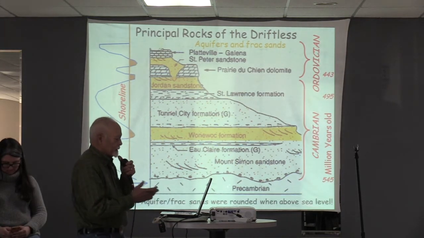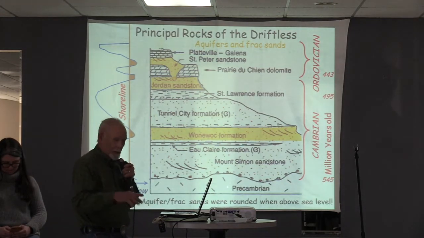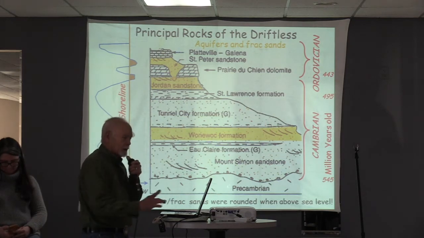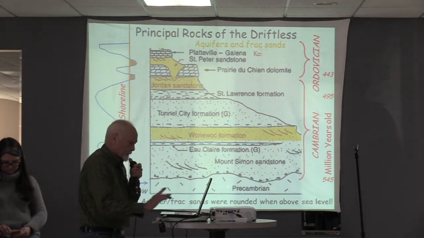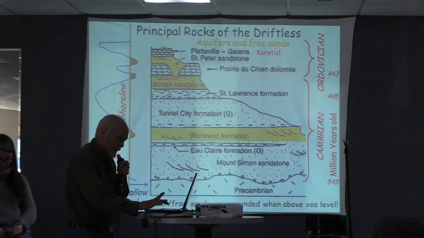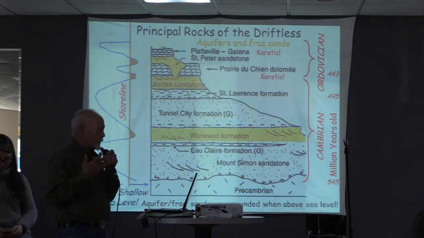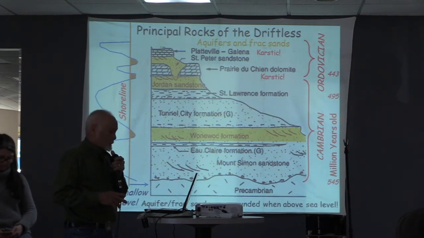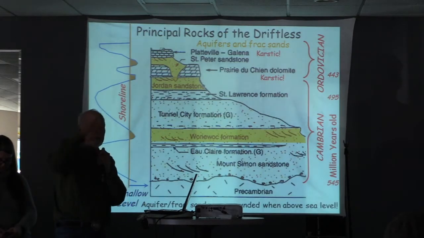The reason those are frac sands, well-rounded sands, and good aquifers is because they were rounded over a very long period of time. And if all the grains in the rock are round, there are a lot of voids between those grains that can hold water. The Galena Platteville is karstic, as is the Prairie du Chien Dolomite. Up north in Vernon County, we don't have the Galena Platteville, but you do have it here. Crawford County and Grant County have both of them, so those two counties are more karstic than further north.